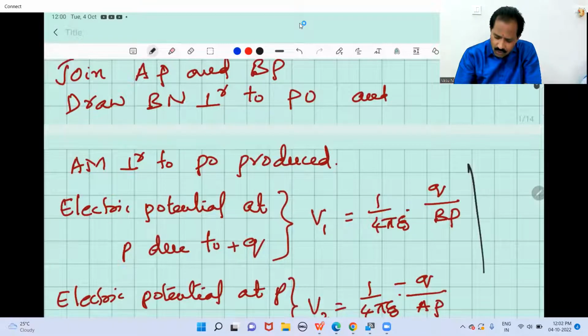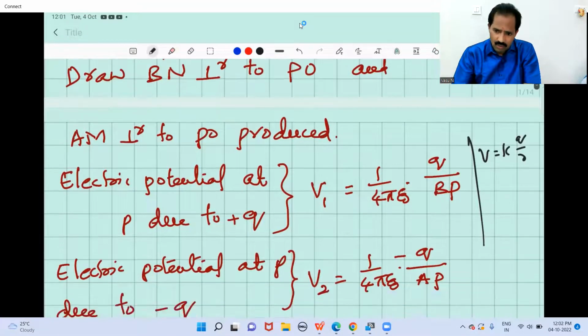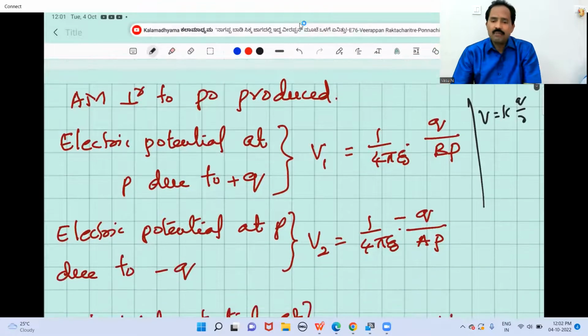So V is equal to K into Q by R. That is a general formula for electric potential at a point due to a point charge. Now here the point charge is plus Q. Now similarly, the electric potential at P due to the charge minus Q.